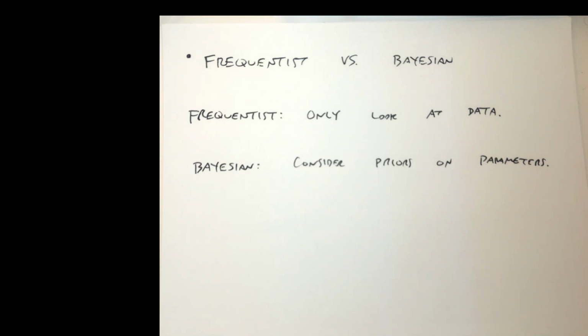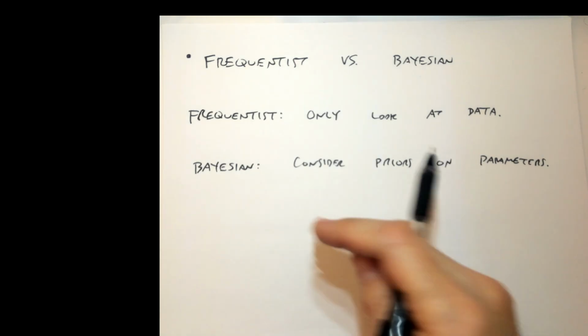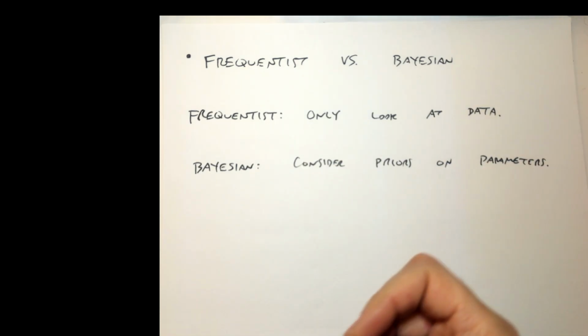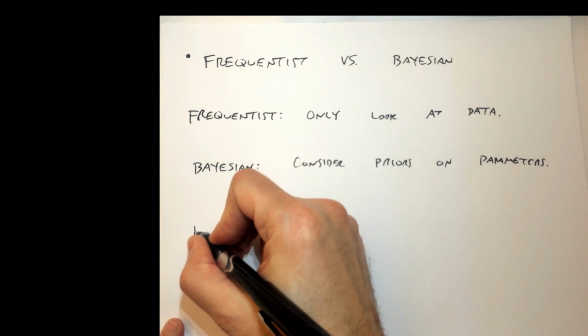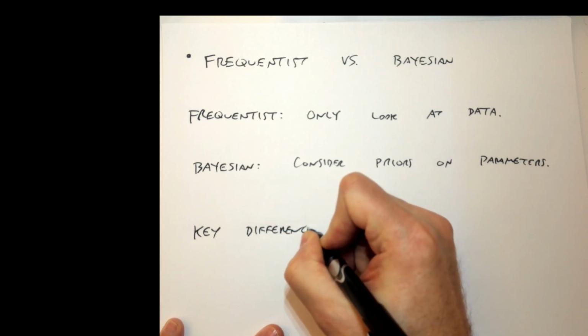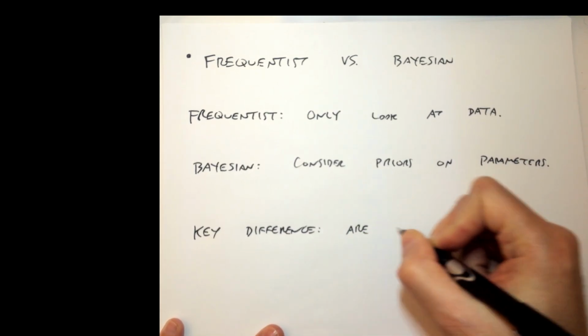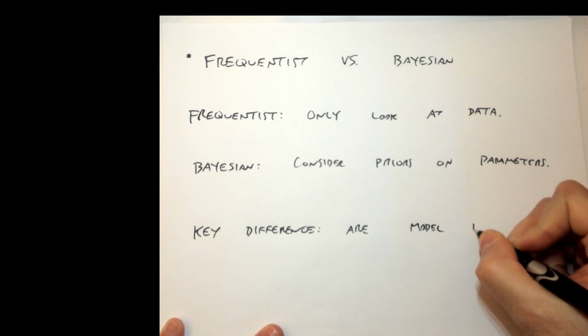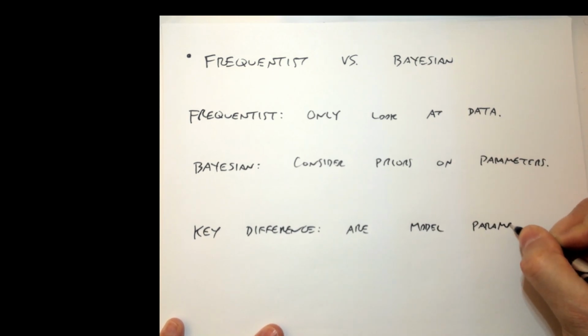And then also in a statistics class, you may talk more about things like curve fitting and splines and so on, where you're fitting things just to the data. There's more you could talk about with that. So anyway, I think the key difference is: are the model parameters random variables?